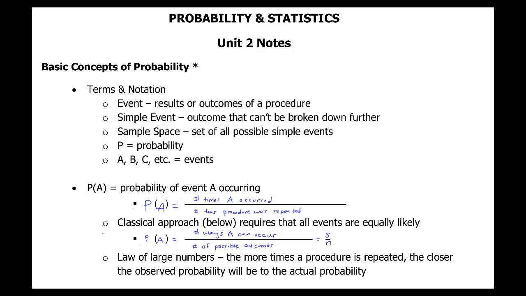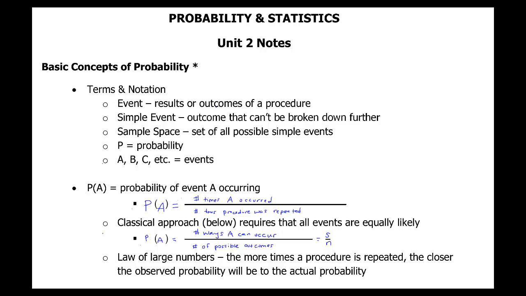Alright, we have a new unit on probability. We're going to start with basic concepts of probability, and you'll see some terms to start us off. An event is a result or outcome of a procedure. A simple event can't be broken down further. Sample space is all the possible simple events. P stands for probability, and we'll use the letters of the alphabet to represent events.